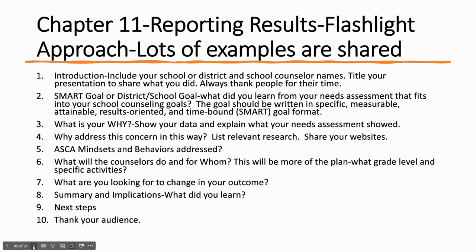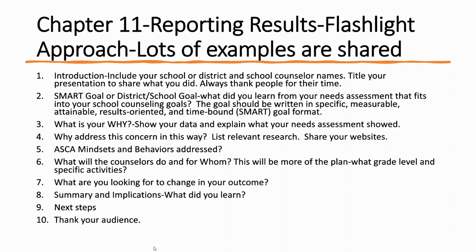Don't let them think that you're just going to stop there. If it worked, you're going to continue to do that. If it didn't work, you're going to make some changes and try again. And then always at the end, thank your audience. So these are just some really important steps that you need to include whenever you're giving a results report.